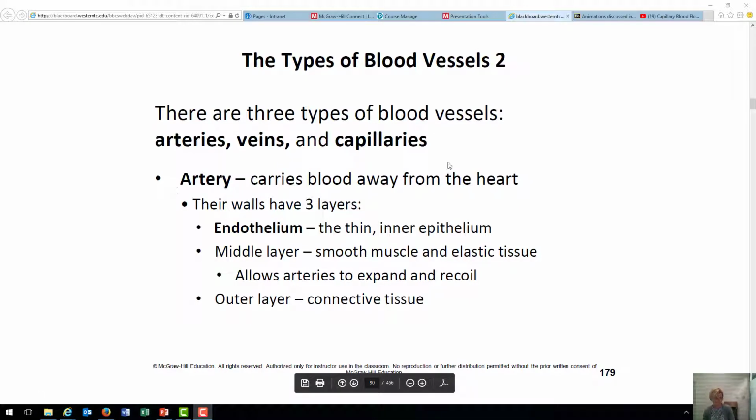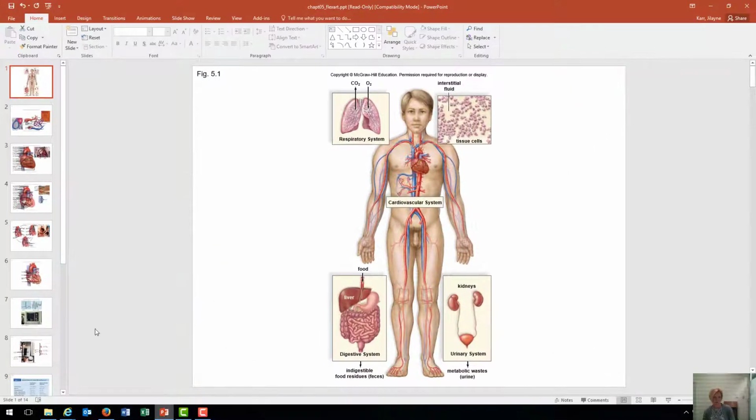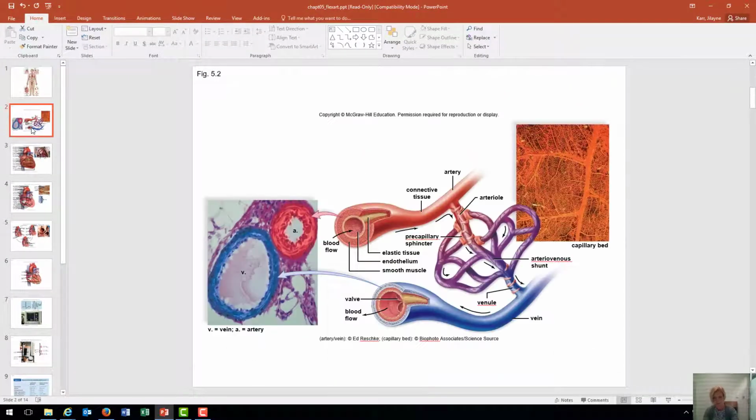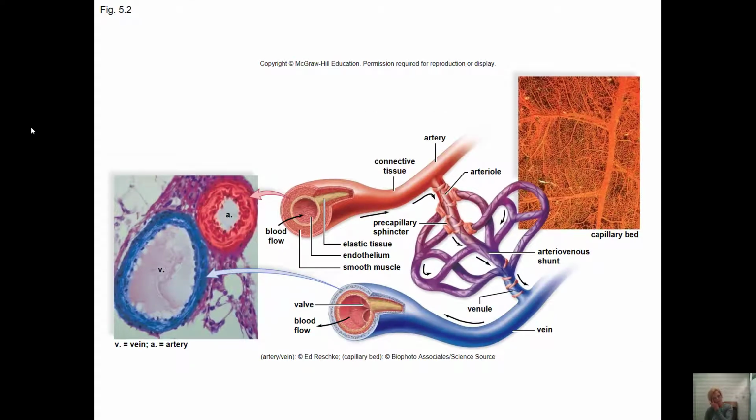So we're going to skip over that slide and look at the types of vessels that we have. So to do that, I'm going to switch over to the photo that's in your notes, and then we'll talk about these different vessels. So looking at our vessels here, we see that there are three types. There's arteries, veins, and capillaries. The capillaries are the smallest of the vessels.